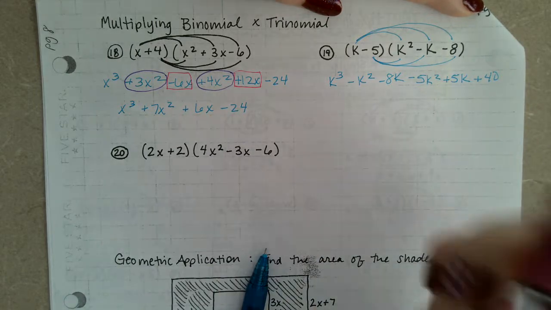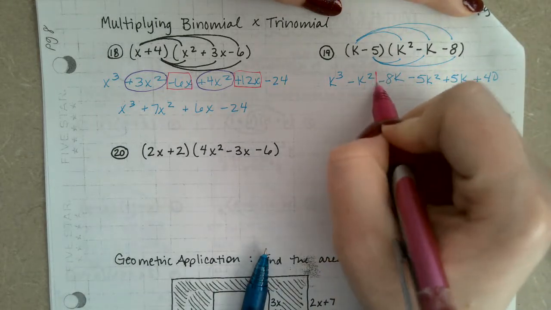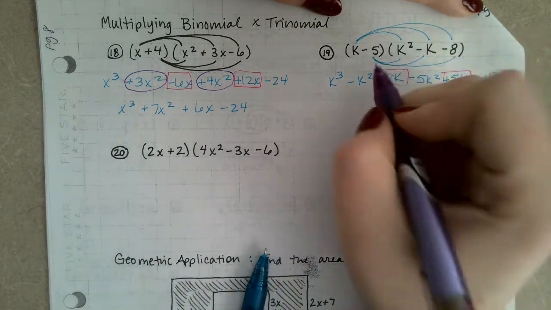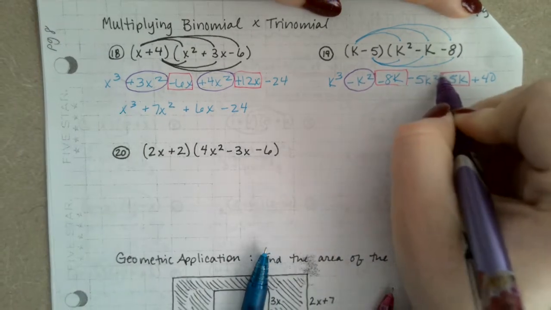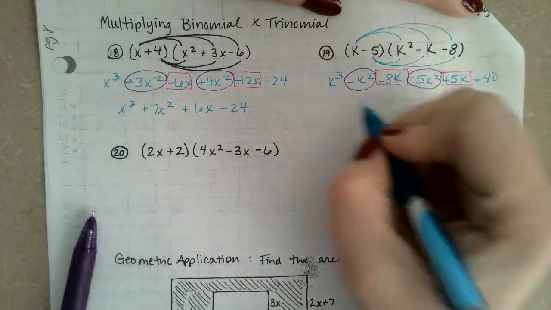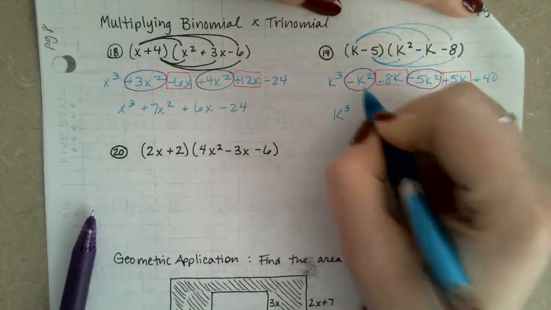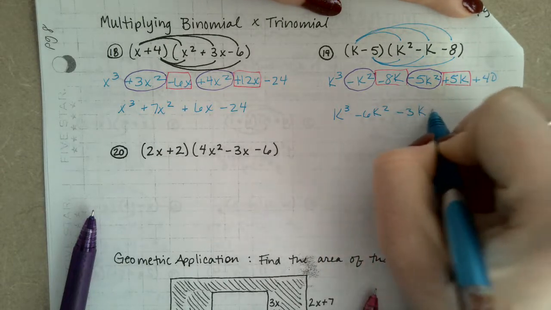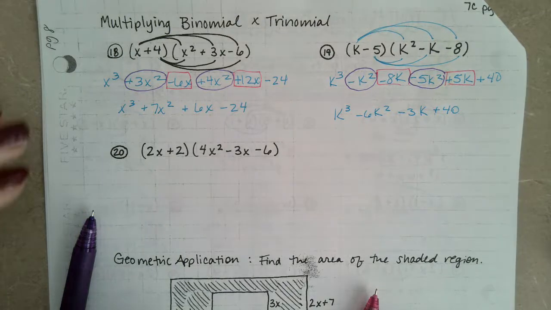So then again, I can combine my like terms. So I've got just the k's here that'll go together, and my k squareds. Remember, we always take that sign in front of the term, and it's a part of it. And again, we're writing in standard form, so I start with my k cubed, then my squared, then my k, and then lastly my constant at the end.